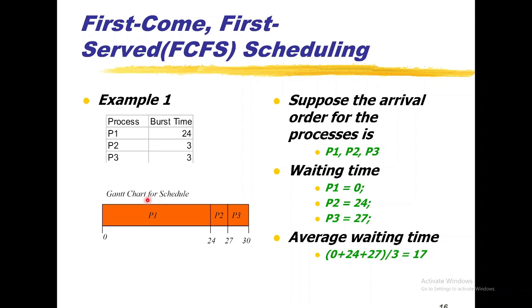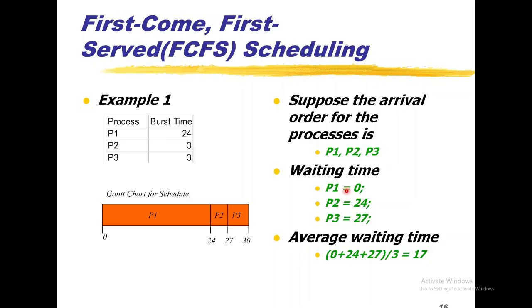Now, the Gantt chart says pick process 1 and run it for the entire 24 seconds. Then pick process 2 and run it for 3 seconds, and then pick process 3 and run it for 3 seconds. You can see that we have to complete each process first before you pick the next one.